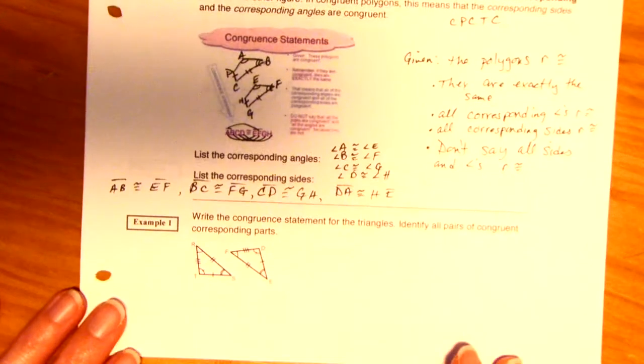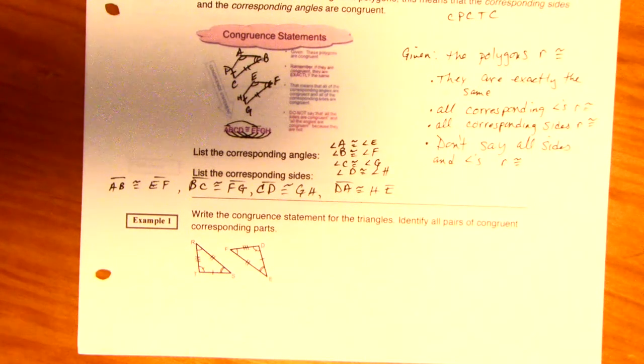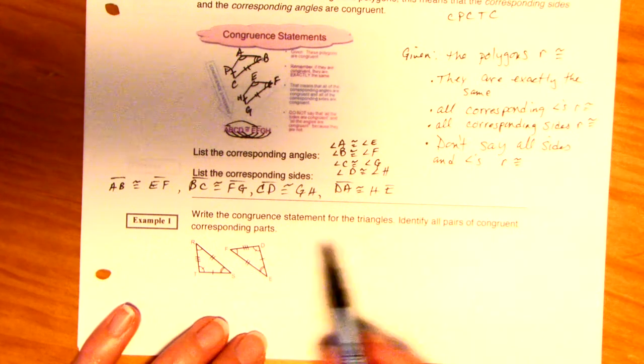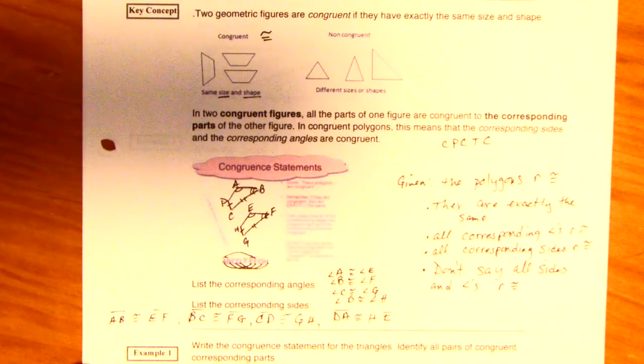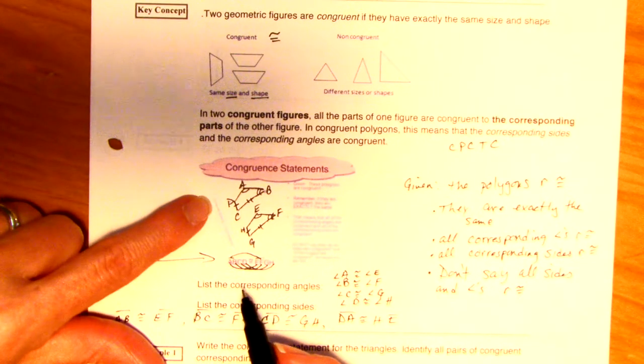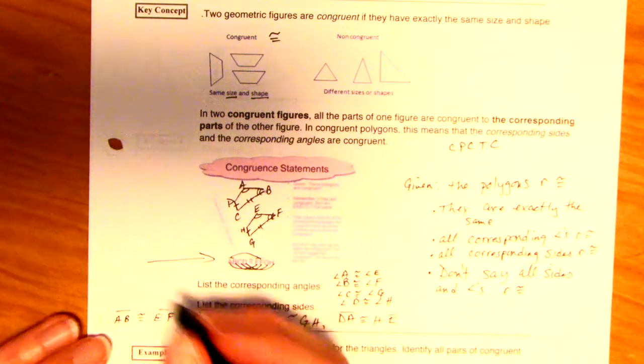All right, let's look at an example. A lot of information. Hopefully this goes faster. Write the congruent statement for the triangles. Identify all pairs of corresponding parts. This right here is your congruent statement. So there's an arrow. I don't know if you can see that. It says congruence statement. So I'll write it again.